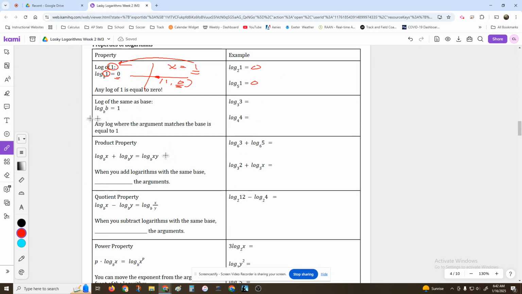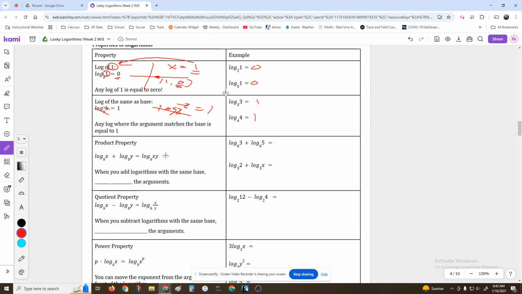Then if we move to the next one, you look at this and go, okay, log of the same base. This is our inverse operation. We have base b and b. So those are the same, so they equal 1. It doesn't matter what it is. It's going to be log base 2 of 2. That's going to equal 1. They're exact inverses of each other, so we end up with 1. So log base 3 of 3 is 1. Log base 4 of 4 equals 1.